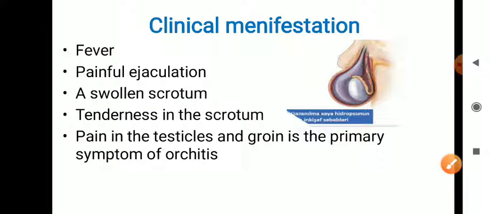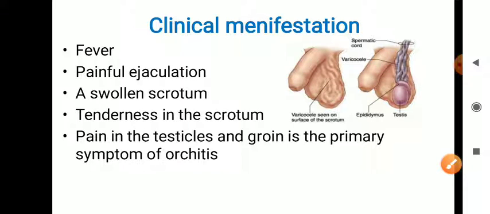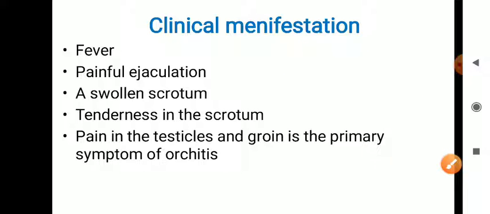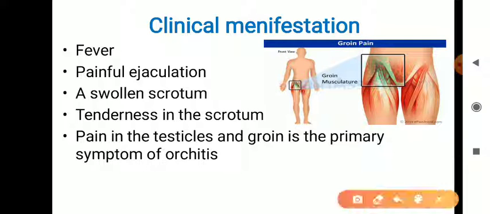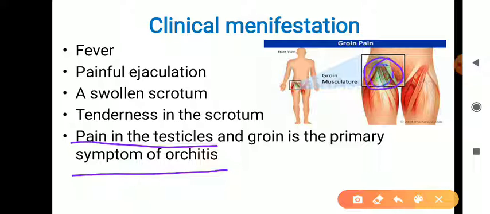Fourth one is tenderness in the scrotum. Tenderness in the scrotum is seen in this picture. And fifth one is pain in the testicles and groin, which is the primary symptom of orchitis. Pain will be there in the testicle due to inflammation, and a person will also have pain in their groin area. That is the primary or first symptom of getting orchitis.